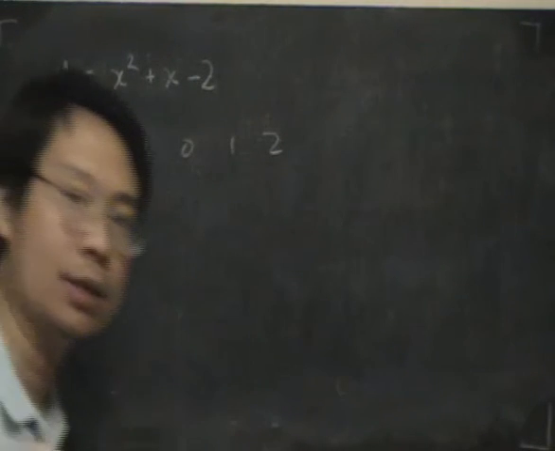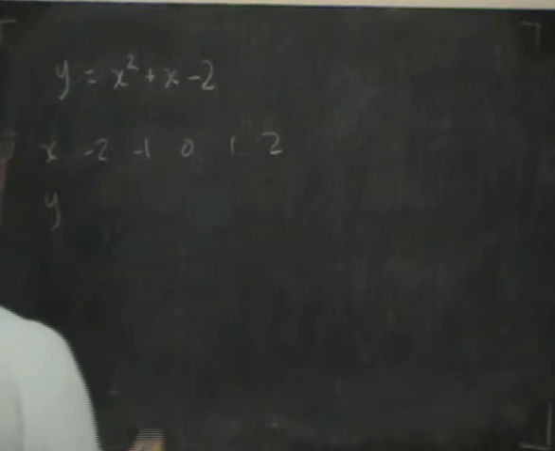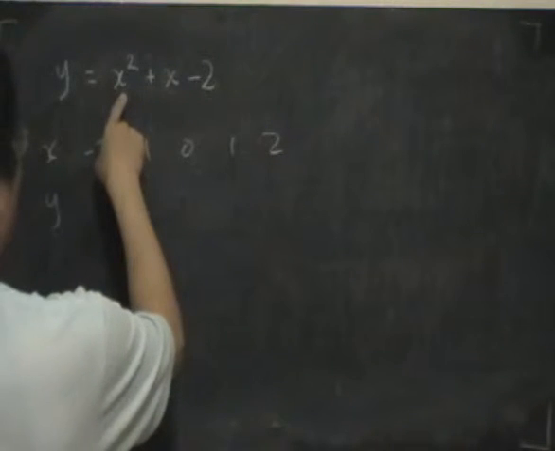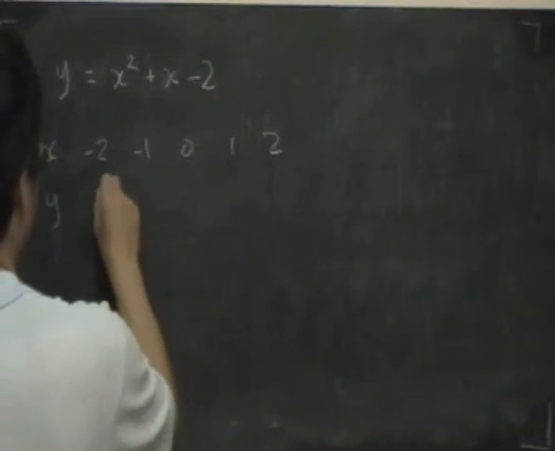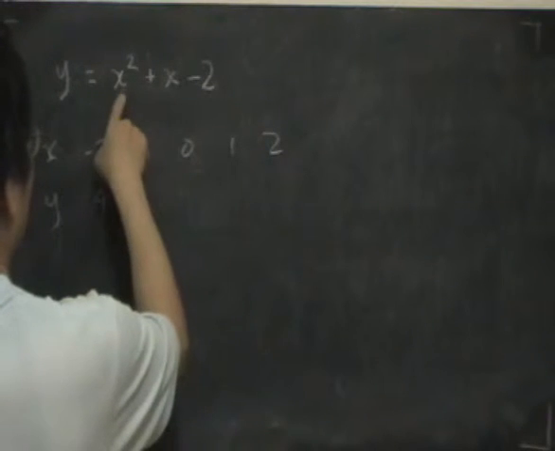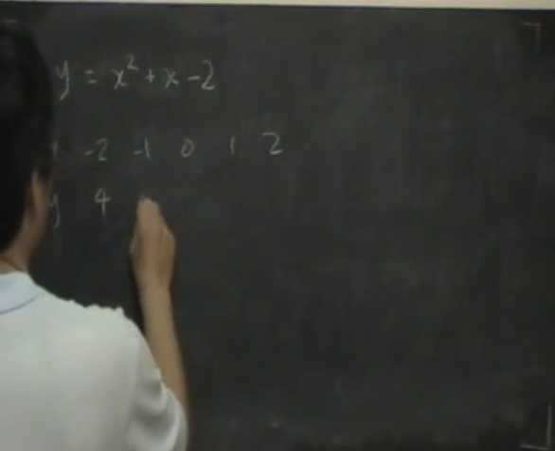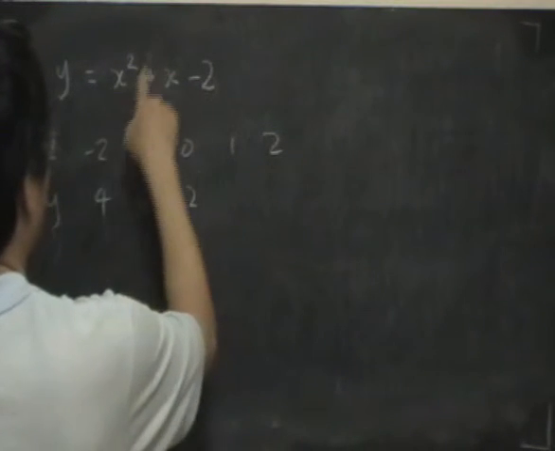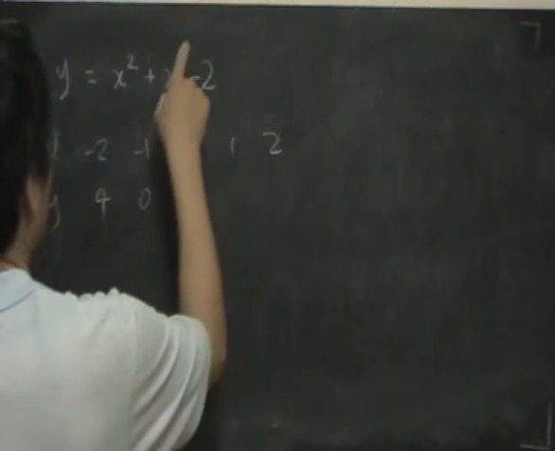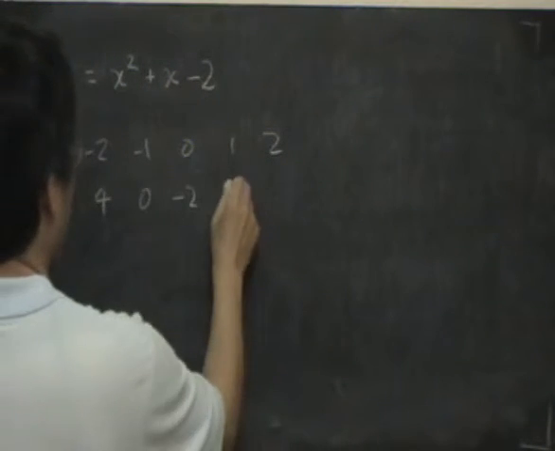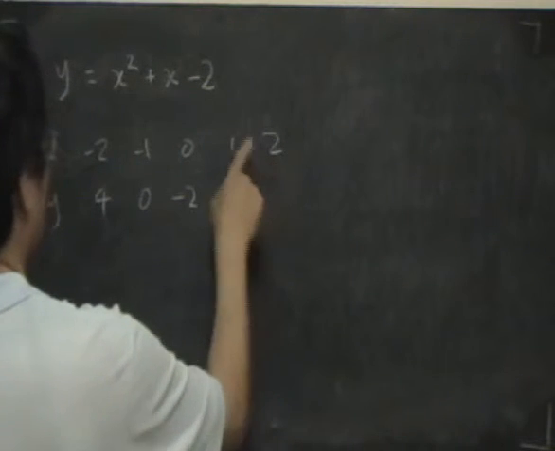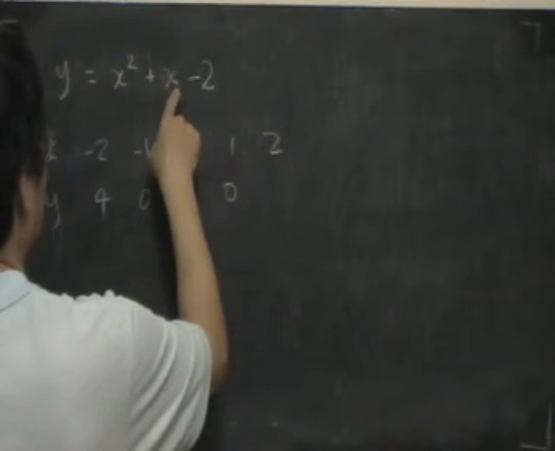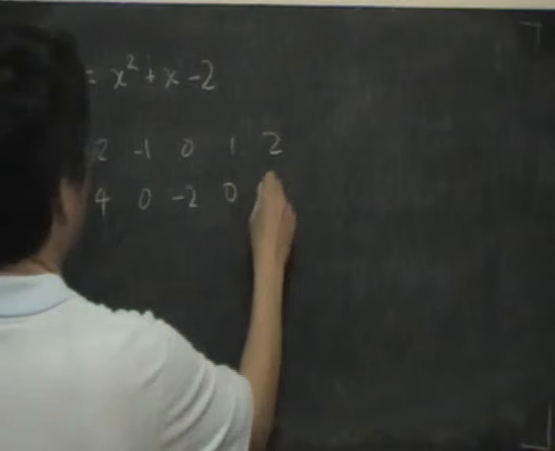Let me calculate some numbers quickly and try and plot the graph. So when x is minus 2, that's 4 plus 2 minus 2, so that's 4. When x is minus 1, 1 plus 1 minus 2, so that's 0. X is 0, I have a minus 2. X is 1, I have 1 plus 1 minus 2, so it's 0 again. When x is 2, I have 4 plus 2 minus 2, so that's 4.